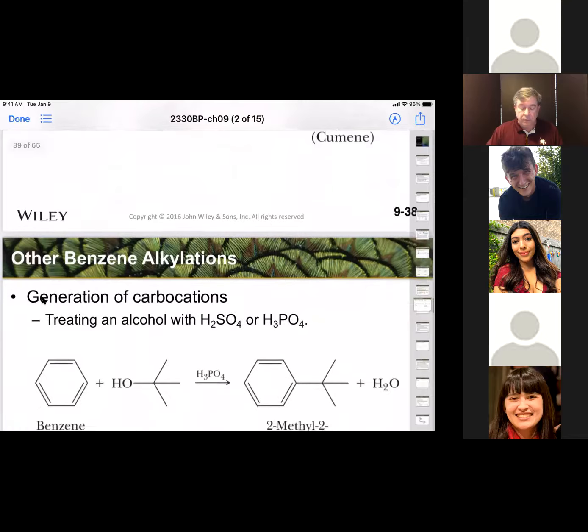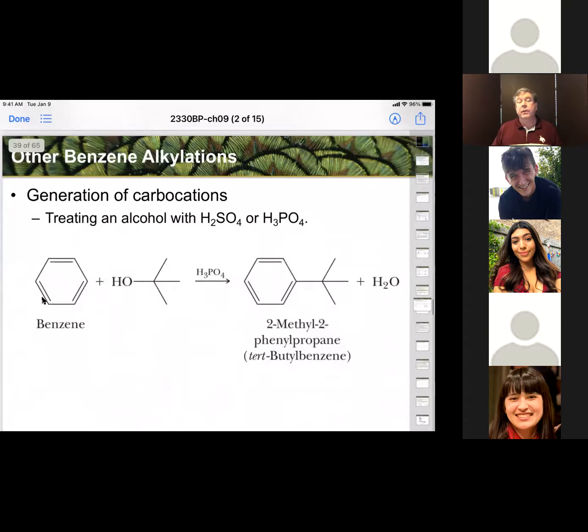Okay. So there's another way to generate a carbocation. What we saw is when we take an acid with an alcohol, we can protonate the alcohol here, and that acts as a leaving group, giving us our tertiary carbocation. So we can actually use an alcohol if we have a strong acid like H2SO4, sulfuric acid, or H3PO4, which is our phosphoric acid. But notice it's the same thing we're doing every time. We're generating a carbocation, and the carbocation is the reactive species in each of these reactions.